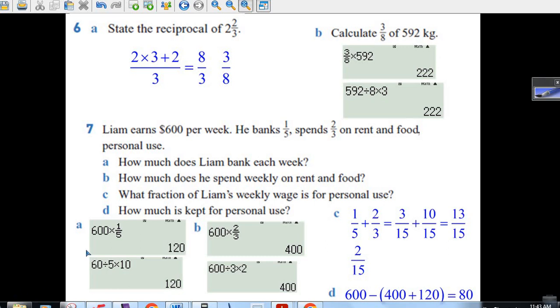Okay, this is the fraction assignment. Let's do the first question. 6a here, state the reciprocal of 2 and 2/3.